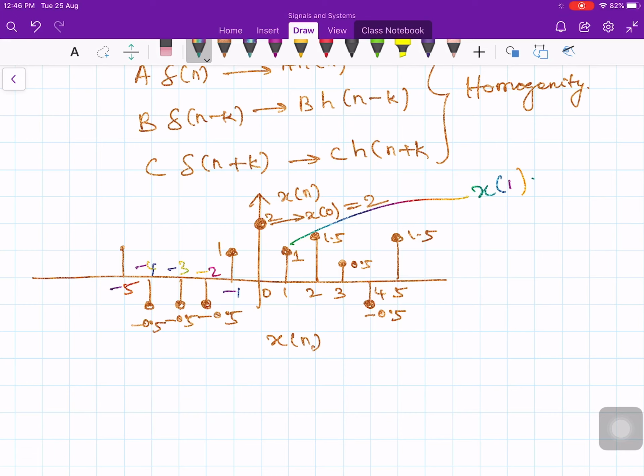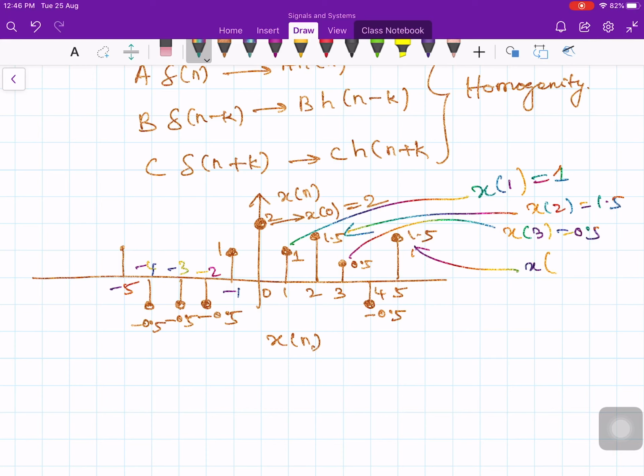And what about this guy? x of 2. What is x of 2? 1.5. This one is x of 3. What is x of 3? 0.5. And this one is x of 5. That is 1.5, and so on and so forth, right?